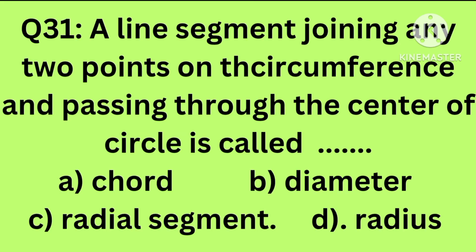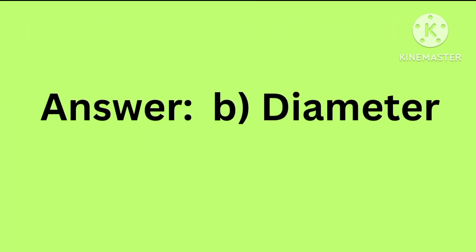A line segment joining any two points on the circumference and passing through the center of the circle is called chord, diameter, radial segment, radius. By the definition of chord, a line segment joining any two points on the circumference is called a chord. And in this question, the chord is passing through the center of the circle. So that specific chord is called a diameter. So the correct answer is diameter.